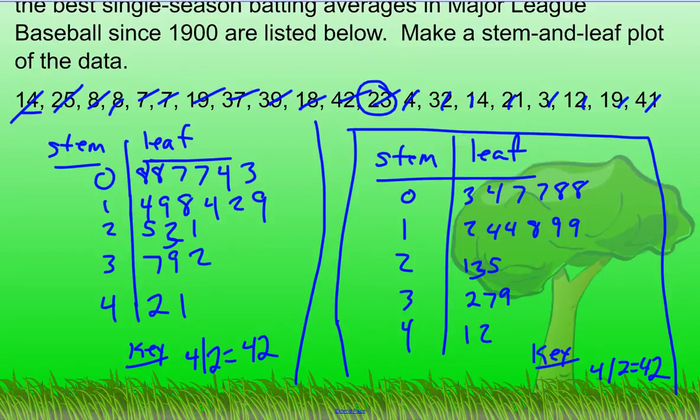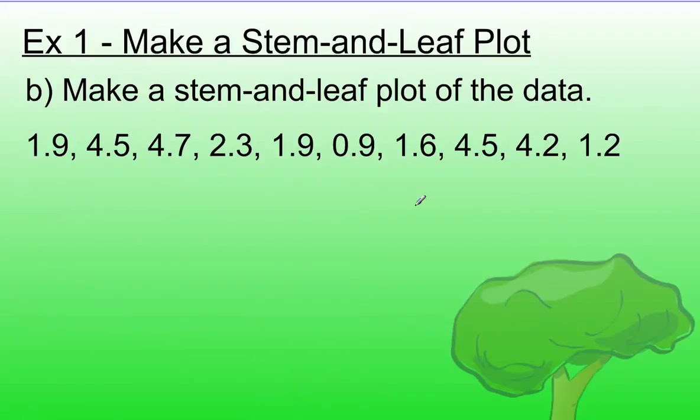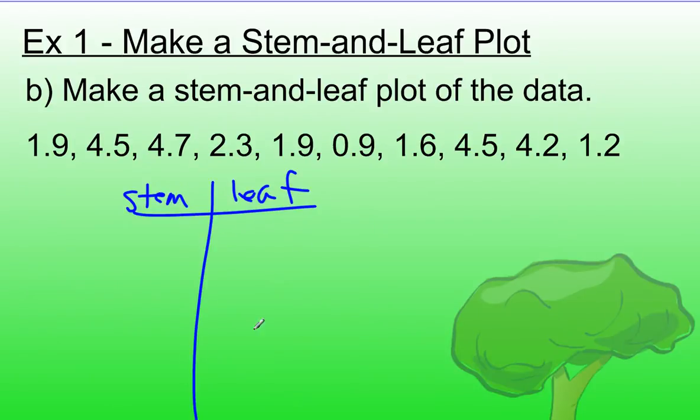Letter B. Now, letter B, you see we've got some decimals here. So when we're making our stem and leaf plot, we've got to be a little bit different. So we're going to start: stem, leaf, draw your stem, and here we go.